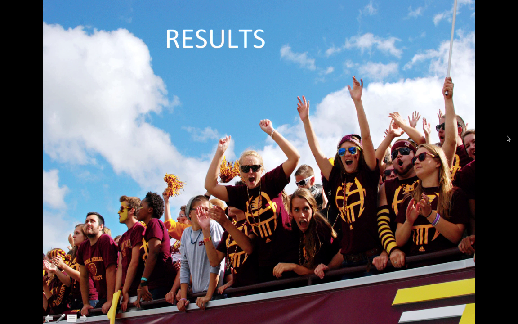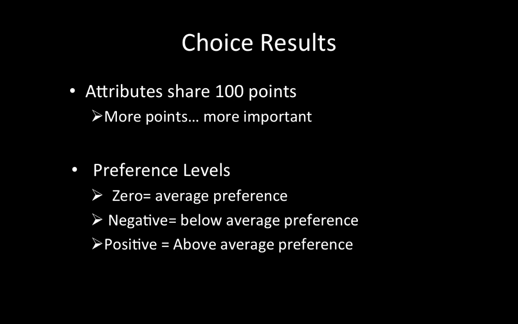All right, it's time for the main event, the meat and potatoes of this project, our survey results. All right, let's get into it. So first, we're going to start off with our choice results, and this is where attributes share 100 points, and the more points an attribute gets, the more important it is. Less points it gets, the less important it is. Preference levels, we look at 3 different categories. If it scores around a 0, it's just an average preference for us students. If it's negative, it's below average, and if it's positive, it's an above average preference for us. So let's see our results.